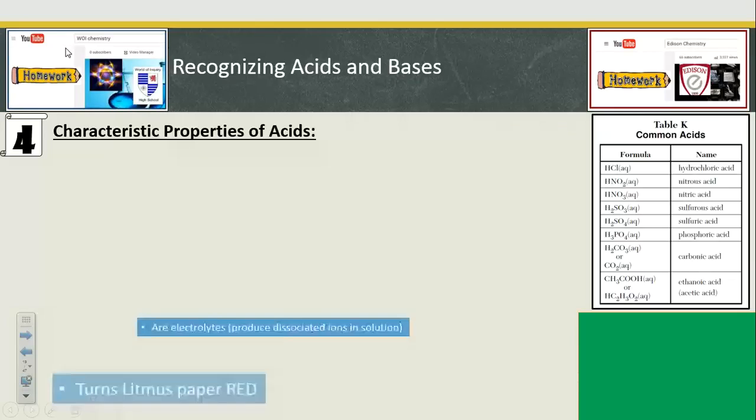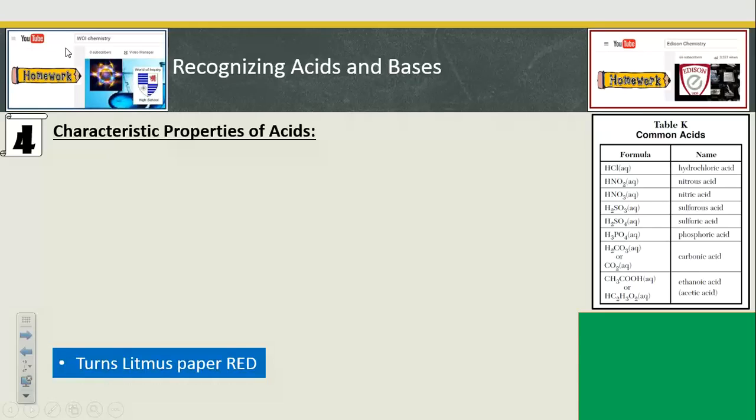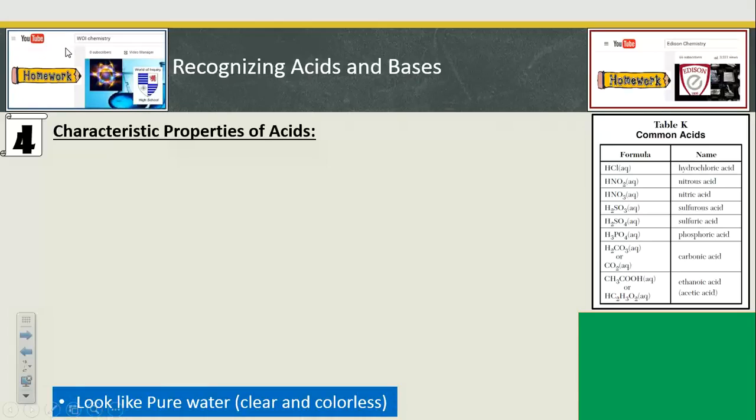That's a test we're going to cover later on in indicators, but litmus paper turns red when it touches an acid. And there's a whole table, Table K, of common acids with their formulas and names. Now, typically, acids and bases alike look like pure water. You can't tell it's an acid or a base just by looking at it. You have to test it with a pH meter or a pH indicator to see if it's on the acidic or basic side, because acids and bases react with the water to produce the ions that make the compound an acid or a base.